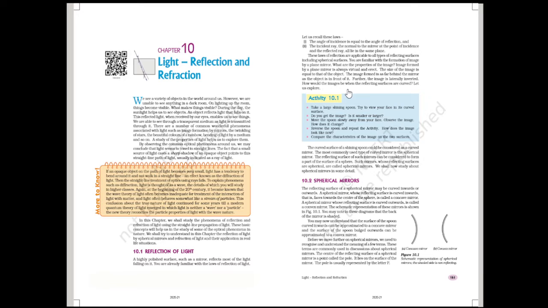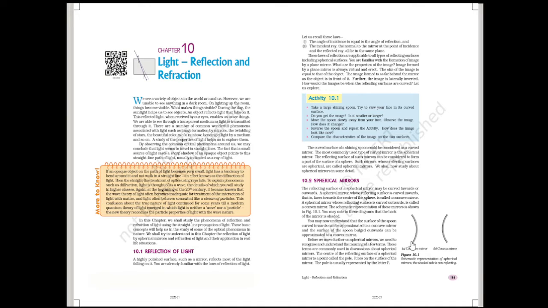Spherical mirrors are of two types, concave mirror and convex mirror. The reflecting surface of a spherical mirror may be curved inward or outward. A spherical mirror whose reflecting surface is curved inward, that is, faces toward the center of the sphere, is a concave mirror. Means if we make a sphere of it, it has some center, somewhere here. The reflecting surface is this.